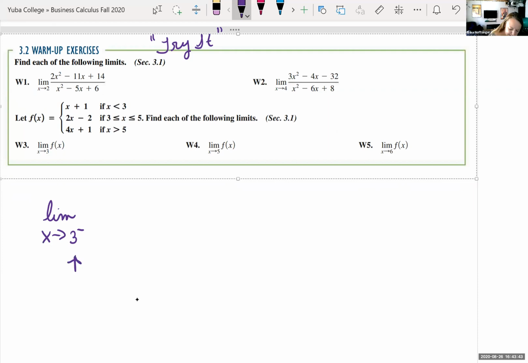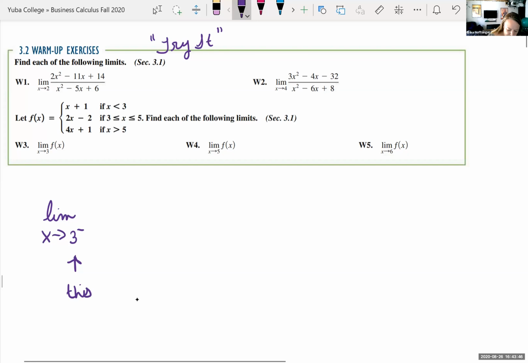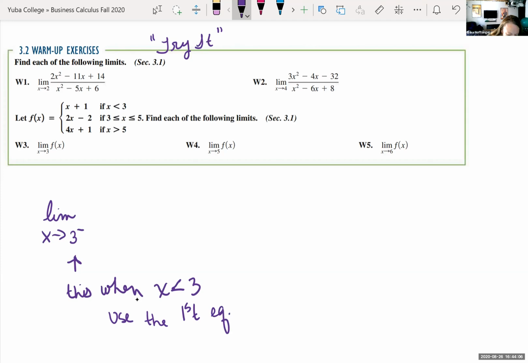So this is x less than 3, and so we're going to use the first equation. Technically, since we're using the first equation there, instead of writing f of x, let's just write that first equation, x plus 3. Now wherever we see an x, we replace it with 3. So we have 3 plus 3, which gives us a value of 6.